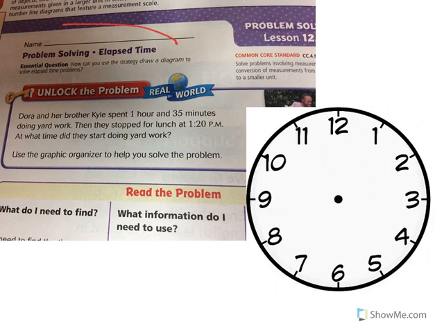Today we're dealing with elapsed time. So we're going to look at story problems using time. I always suggest we draw a clock or have a clock that you can use. So let's look at it.